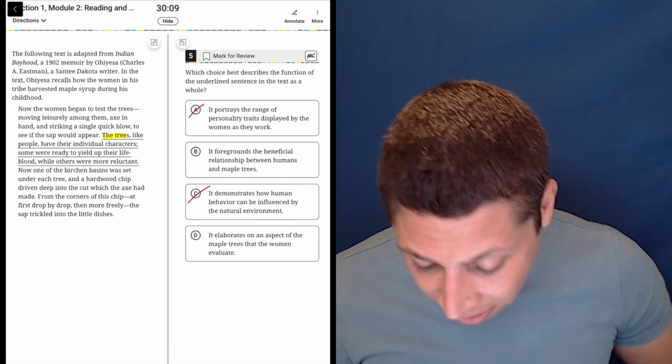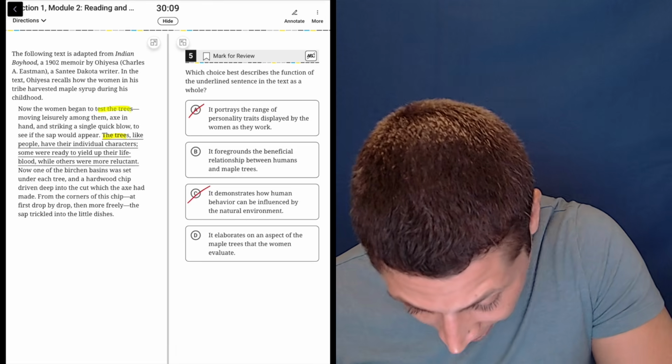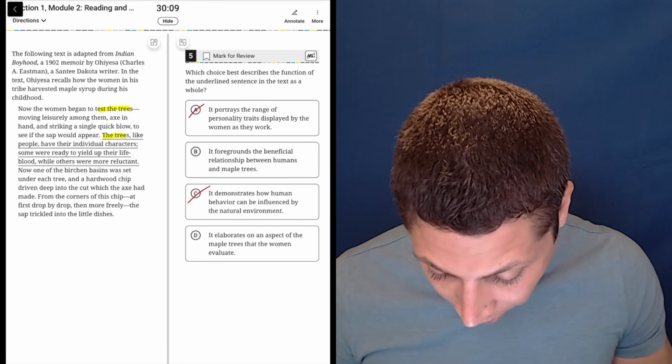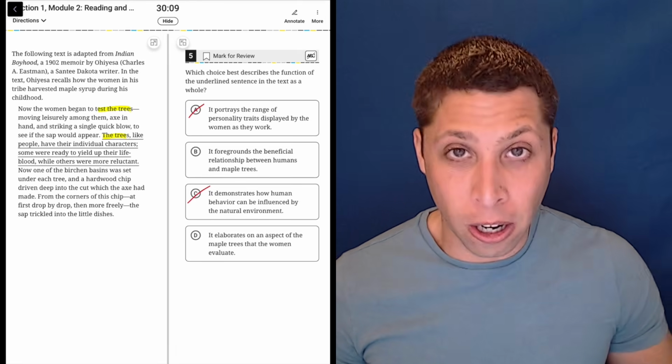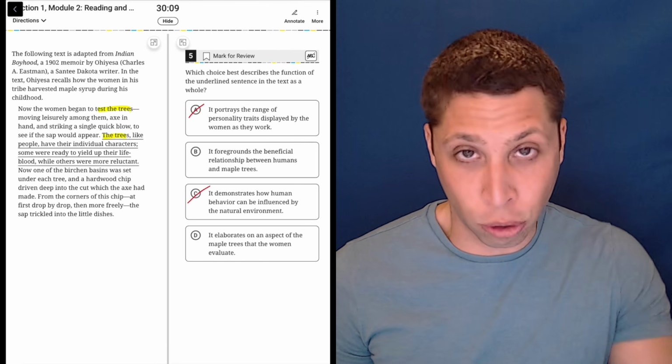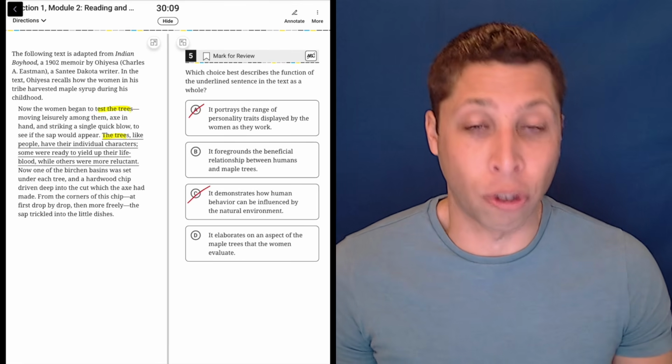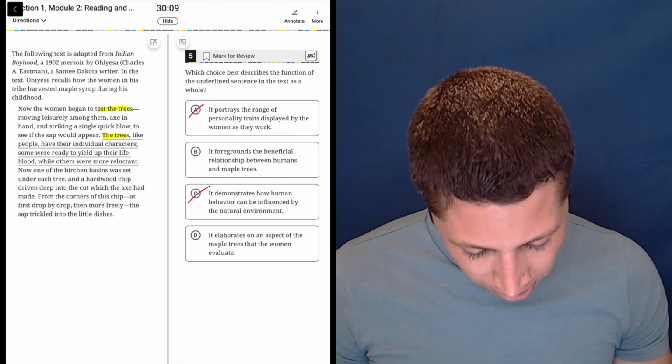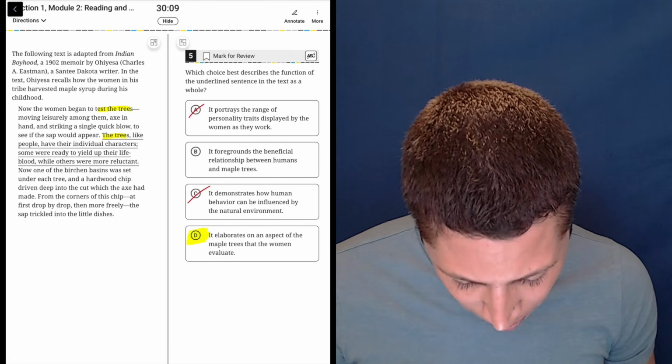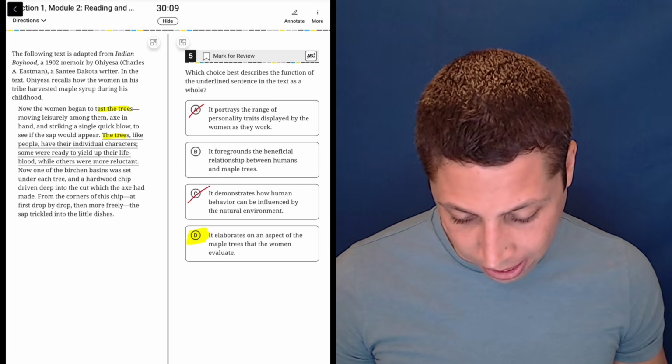I guess, well, it says in the previous sentence that they're testing the trees, moving leisurely among them, striking a quick blow to see if the sap would appear. And the reason is that the trees are just like people and that each tree is different. So, yeah, I guess that's it. It's mostly because I don't like the other choices. I'm pretty sure D is the answer there.